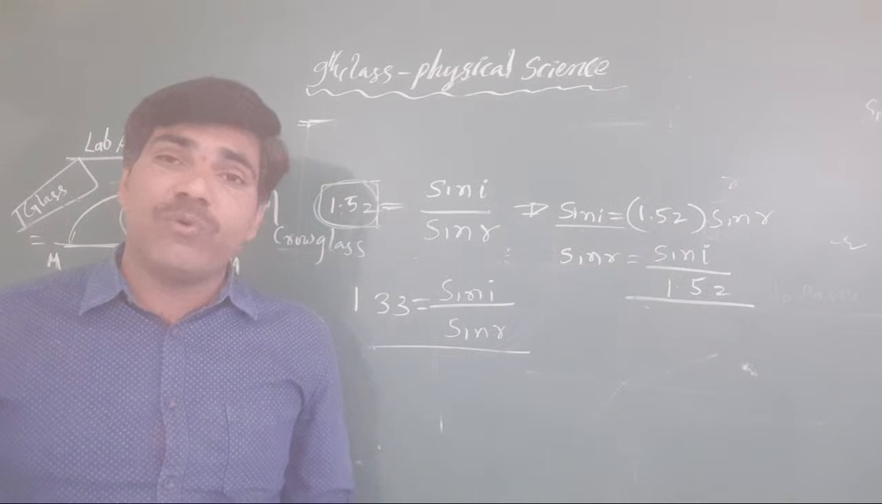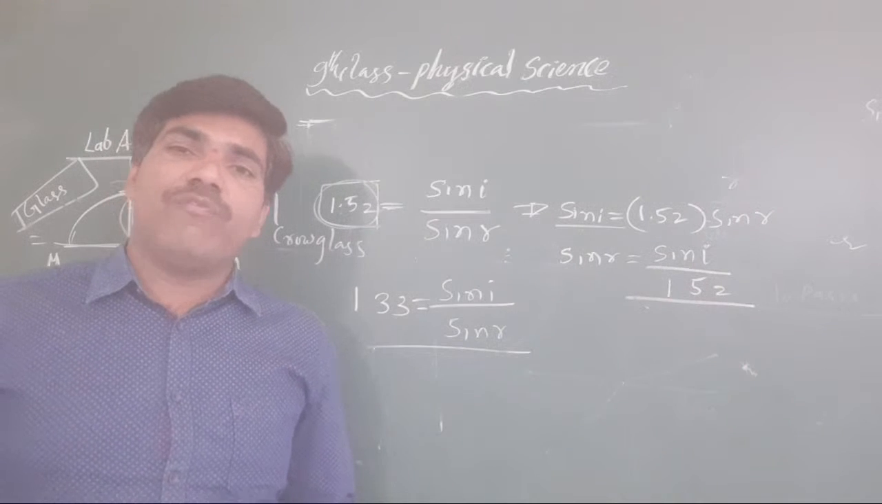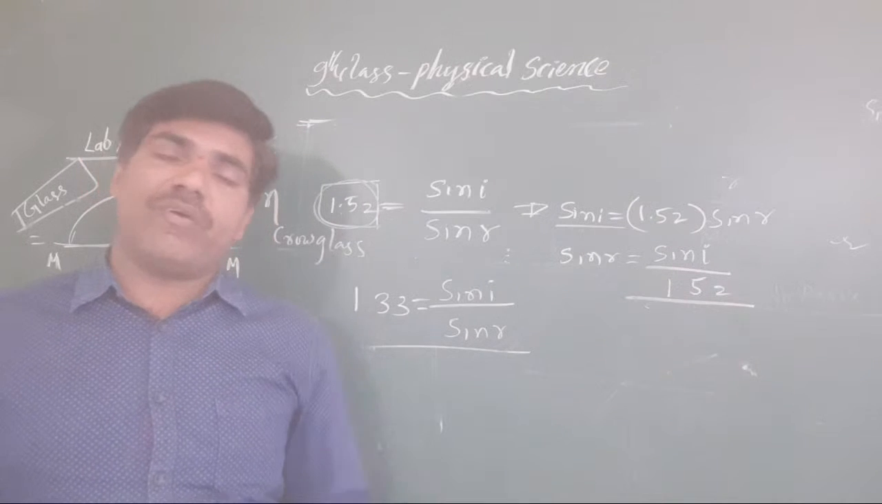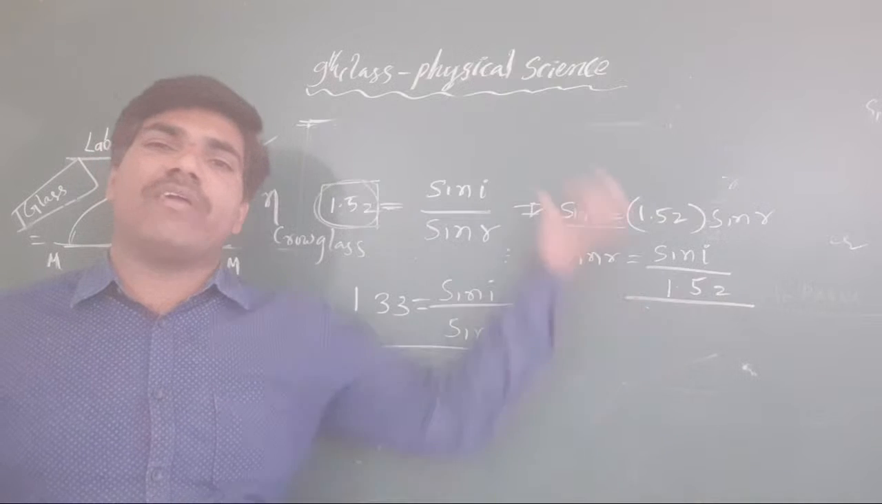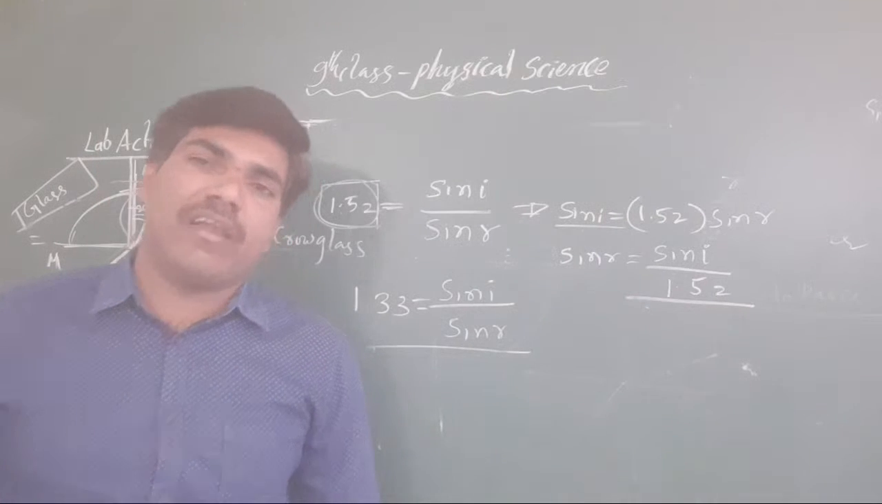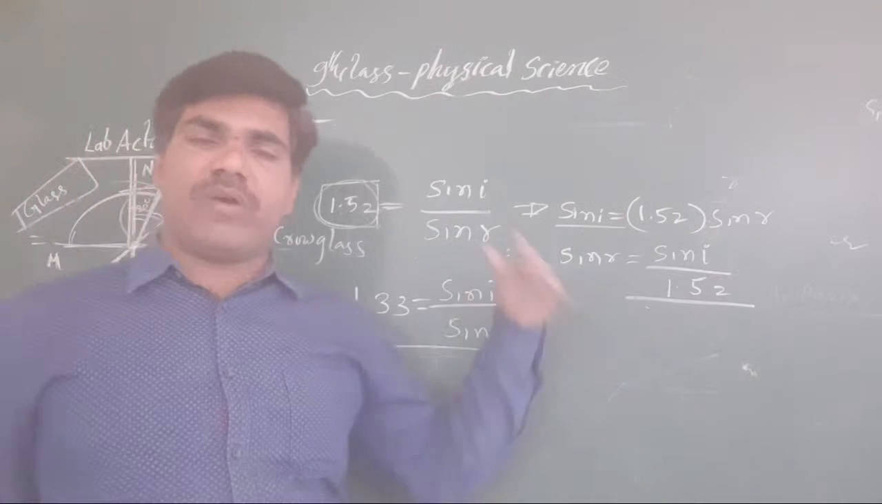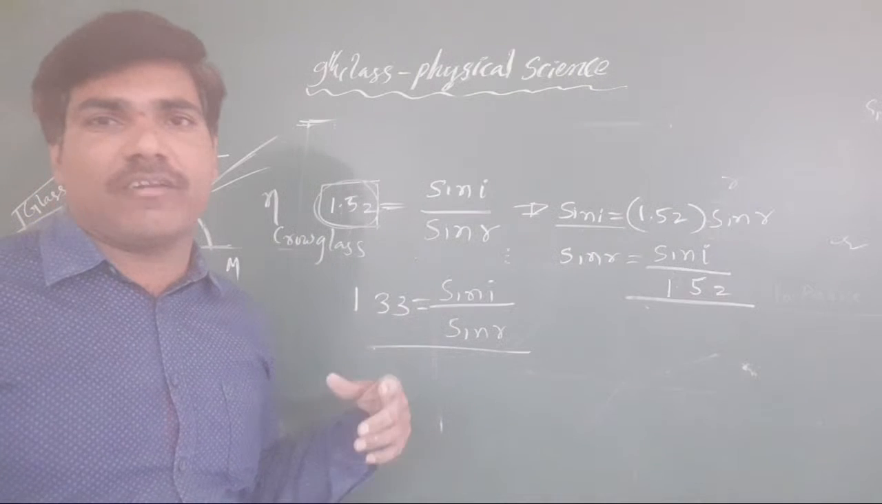If you know the incident angle, you will get where the refraction will occur. If you know the refracted ray, you can find where that ray comes from and at which angle to the normal. These are all the values we have to know. Based on these things, we are going to discuss the numerical problems later.